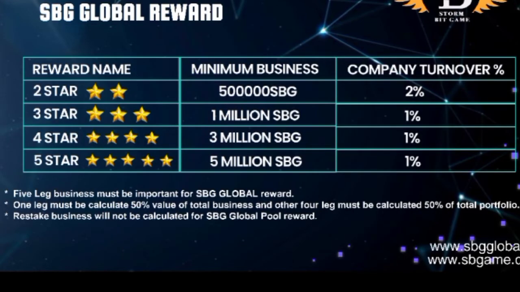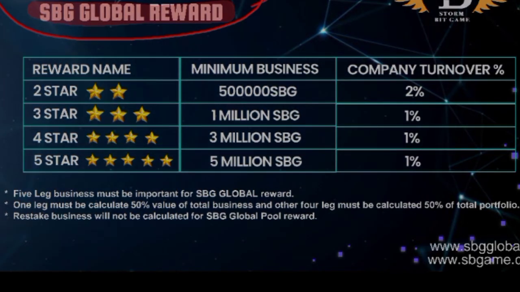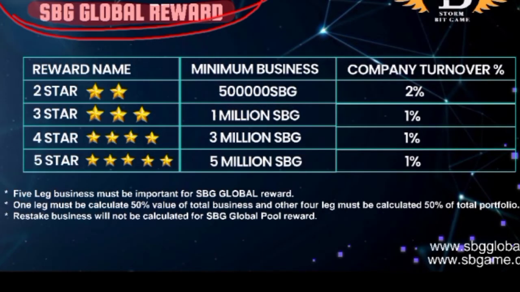So guys, the last one is the SGB Global Reward. That's a massive turnover. It's a company turnover percentage. Guys, if you achieve the 2-star rank, it needs a business in your 20 levels of only $0.5 million. If you have achieved the $0.5 million business, you will achieve the 2-star, 3-star, 4-star and 5-star. If you want to achieve the 5-star rank, you should have $5 million business in your downline. If you achieve the first 2-star rank, you will start receiving 2% of the company turnover. That's very massive, my guys.